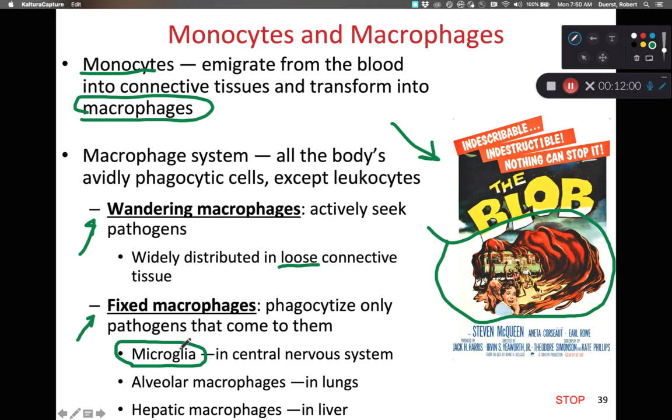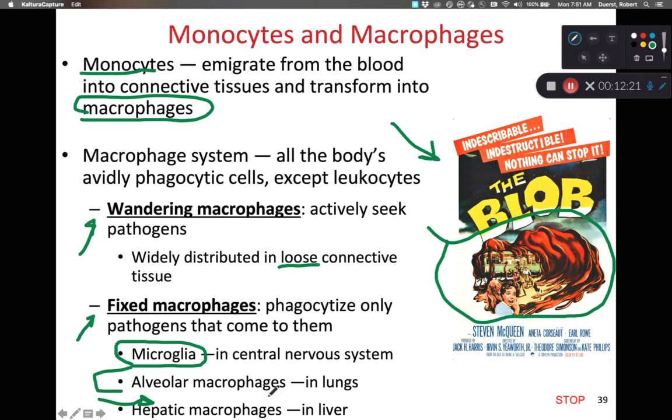We have alveolar macrophages that are going to be located within the alveoli of our lungs to phagocytize any dust particles that get into the alveoli. And we also have hepatic macrophages. And I love this new name, hepatic macrophages. It's very clear and concise, you know exactly what it means in terms of that name telling you what the cell does and where the cell is located.